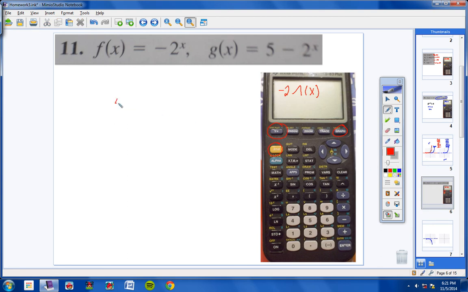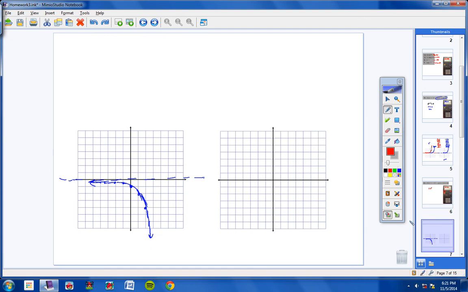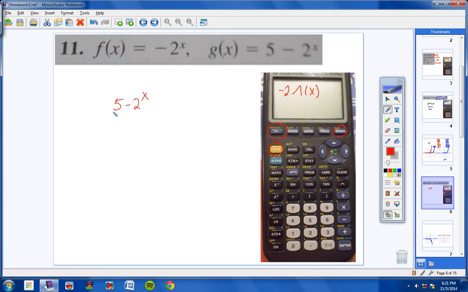Okay, the other function is 5 minus 2 to the x power. Now we do have a constant term. Here's the constant term, 5. So we know we're going to have a horizontal asymptote at 5, okay? So here we go, 1, 2, 3, 4, 5. So here's our horizontal asymptote. Remember, students, the horizontal asymptote is always at the constant term, whatever the constant term is, okay? And in this problem here, the constant term is 5, okay?